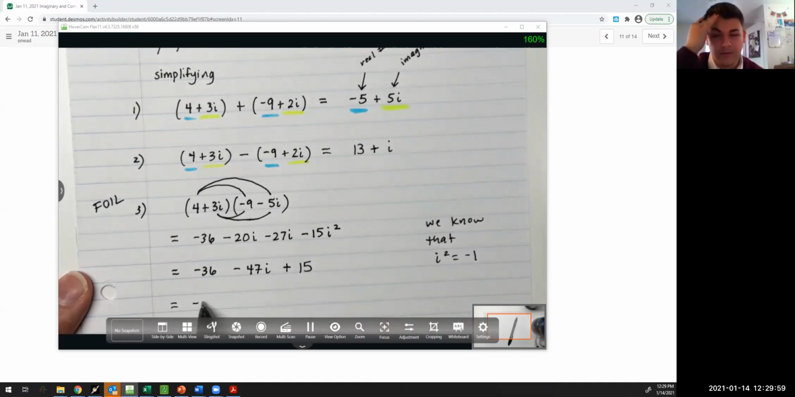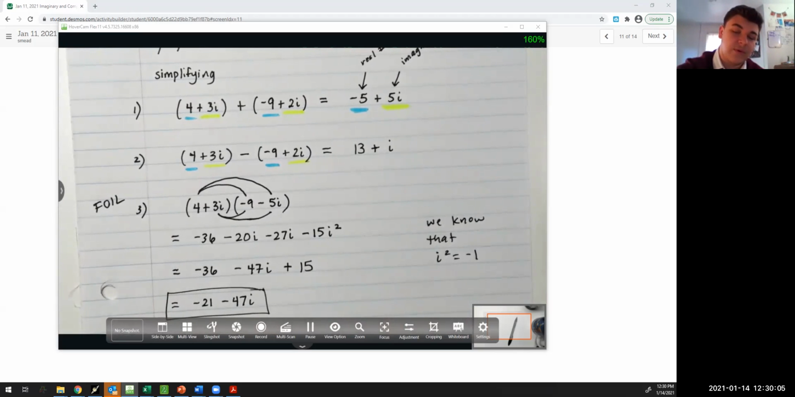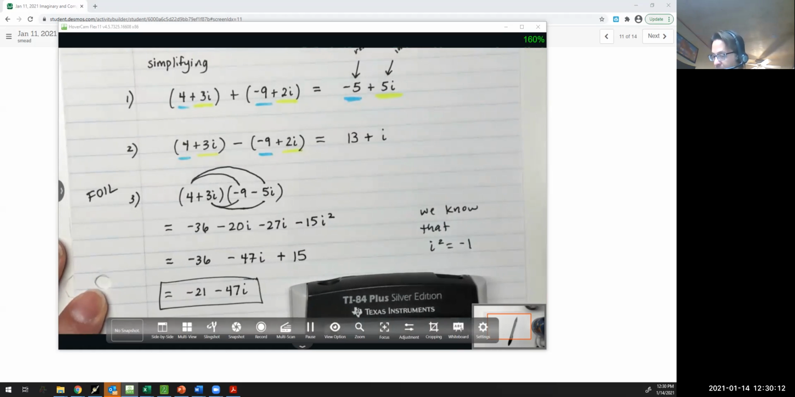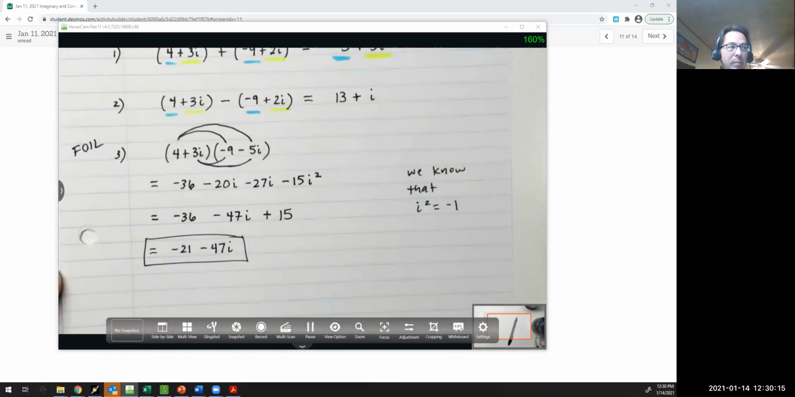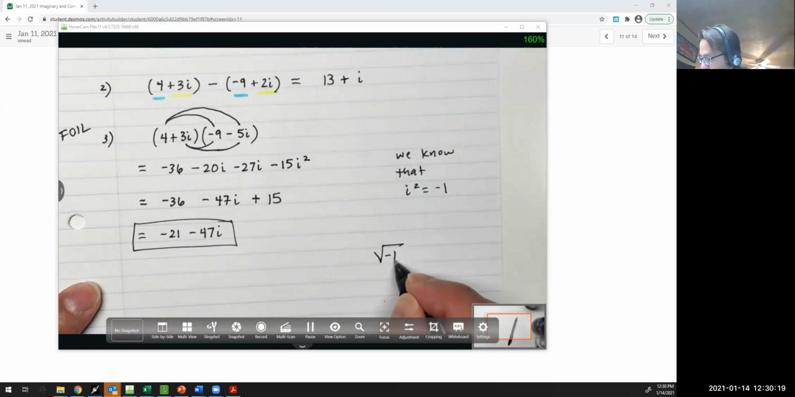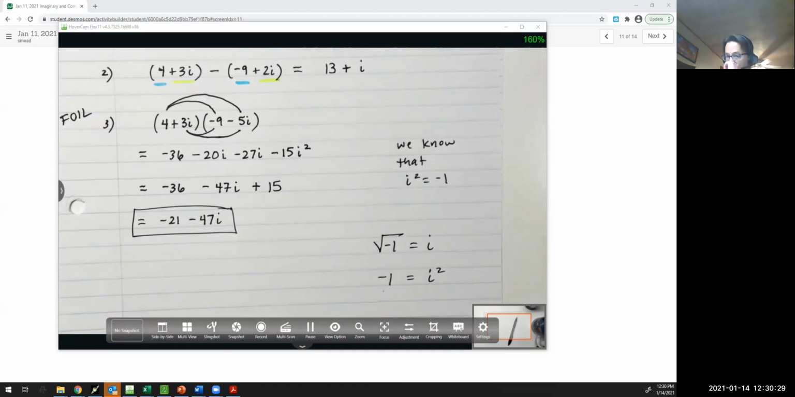Wait, I thought negative... oh, never mind. It's the square root of -1. And i equals the square root of -1. Yes, so the two major important concepts: the square root of -1 equals i. And then if you square that, you get -1 equals i squared. Voila.